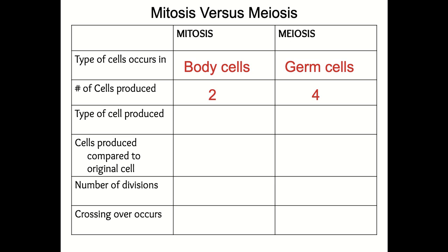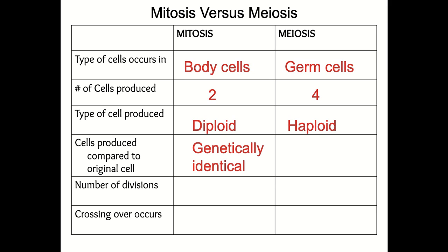Type of cells that are produced: diploid, remember that is 2N. We have the copy from mom and copy from dad. In meiosis, that's our haploid cells. That is half the number of chromosomes. In cells produced compared to the original, in mitosis, you have the exact same thing, genetically identical. In meiosis, they are genetically different.